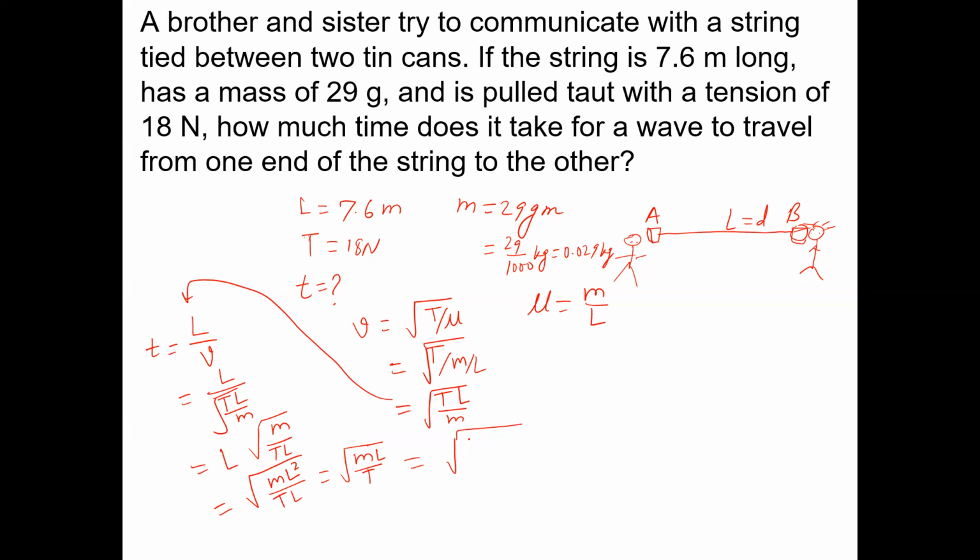Square root of the mass, which is given as 0.029 kilogram, times the length, 7.6 meter, divided by the tension, which is the force applied on the string, that is 18 Newton. If I substitute and use a calculator, you will get roughly 0.11 second. So it will take 0.11 second to travel from one point to another point of a string which has a length of 7.6 meter and is stretched with a tension force of 18 Newton. It moves so fast, quicker.